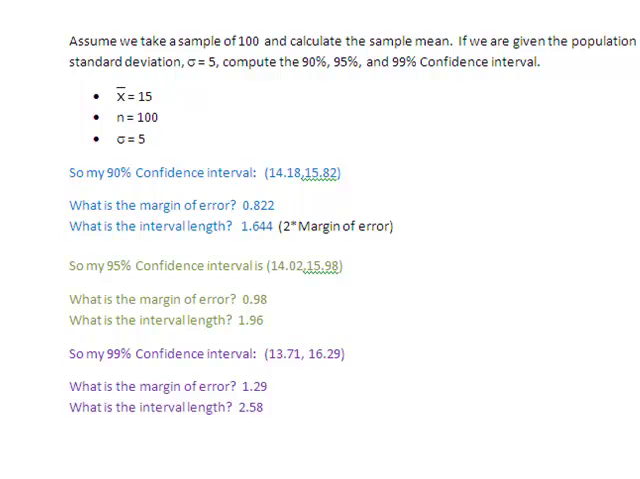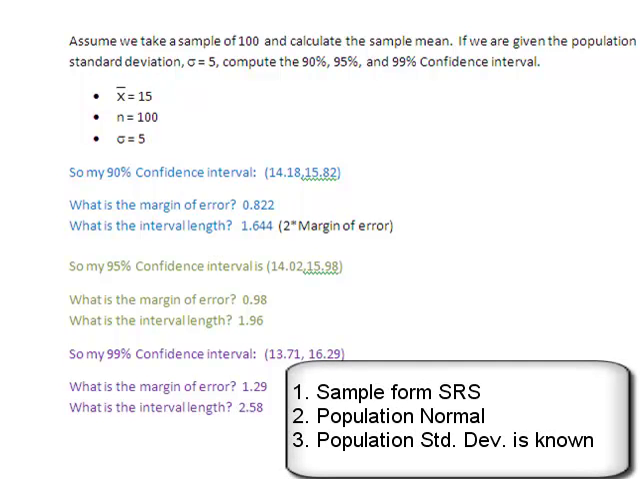And they wanted us to compute a 90, 95, and a 99% confidence interval. And we had a sample mean of 15. These things were given to us, and we know the population is normal because our assumptions are met for this chapter: that we have a sample that we got by doing a simple random sample, that our population is normal, and that the population standard deviation is given to us.